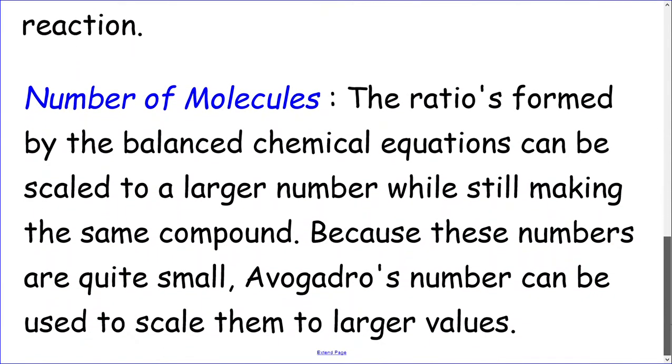Now the number of molecules, for instance, the ratios formed by these balanced equations can be scaled to larger numbers while still making the same compound. Because these numbers are quite small, Avogadro's number can be used to scale them to larger values for whatever we would need. So we can take a look at the number of molecules that are present in each one and start to understand how many are there. Avogadro's number, remember, is 6.02 times 10 to the 23. We can use that to start to count representative particles. In this case, those representative particles stand for molecules.